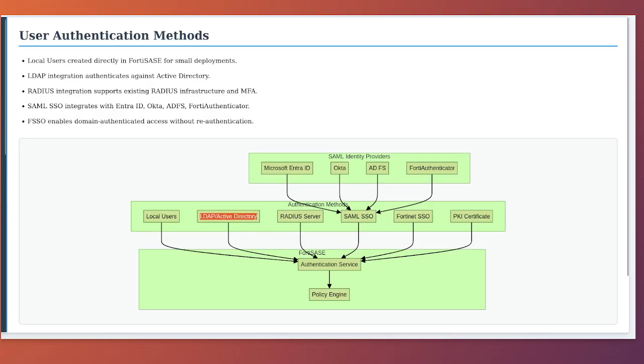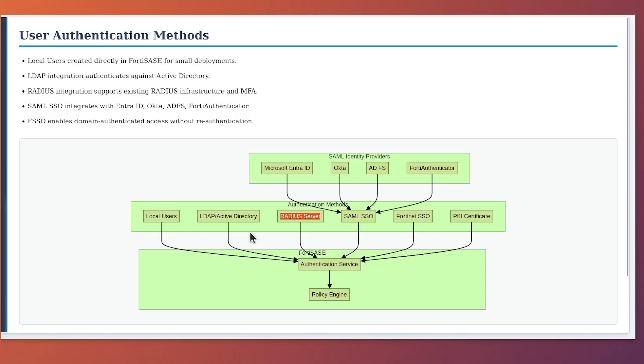LDAP integration allows FortiSASE to authenticate users against your existing LDAP directory, typically Active Directory. You configure the LDAP server connection including server address, bind credentials, and user search base. FortiSASE can read group membership for policy-based access control. Note that for instances with network restrictions removed, LDAP servers with internal IP addresses require SPA hub configuration with BGP per overlay for connectivity. Radius integration provides authentication through Radius servers.